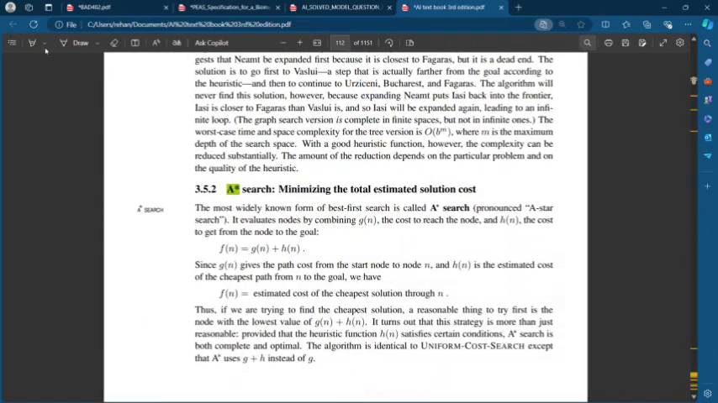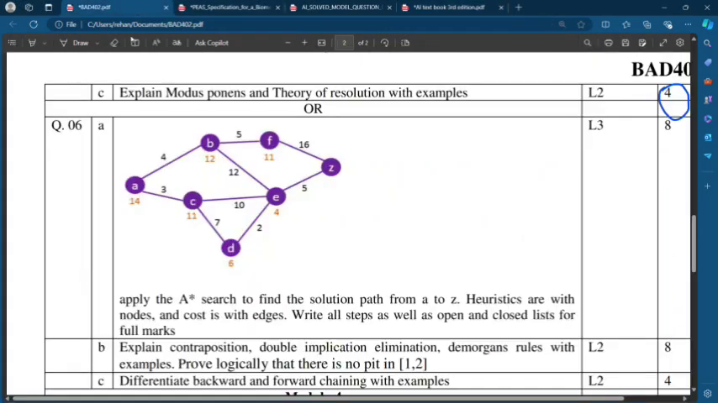So see here in A star search, I have this thing. f of n is equal to g of n plus h of n. Understood? So this is my heuristic function which I am using here. h of n is the cost of each node. I'll just show you in the diagram.